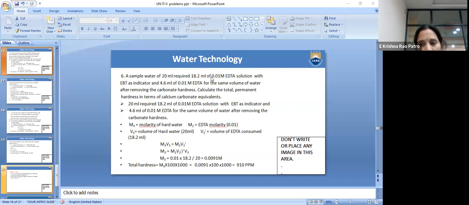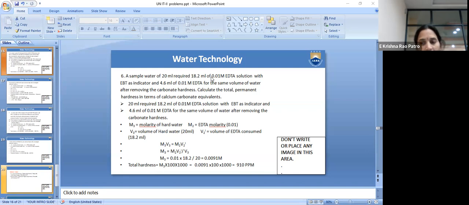A standard hard water of 20 ml required 21.5 ml of EDTA. I didn't give you with EBT as indicator, no problem. Okay, na? Next line is sample of water of 20 ml required 10.5 ml of EDTA. First standard water I gave, next sample of water.